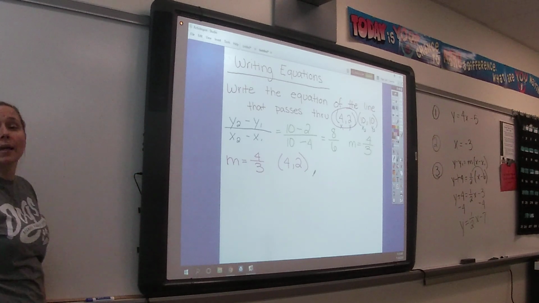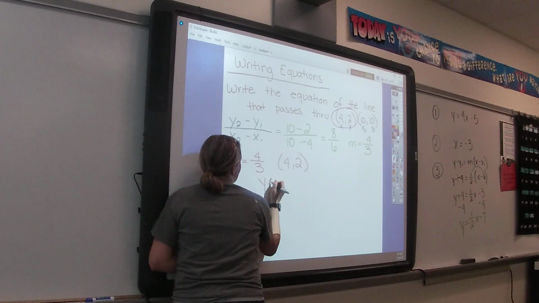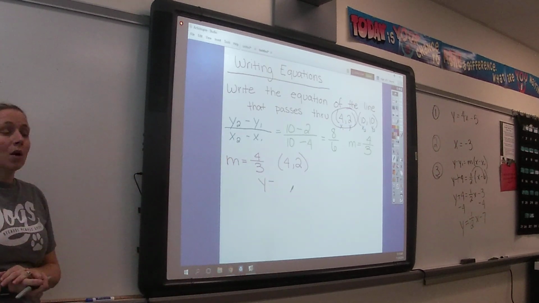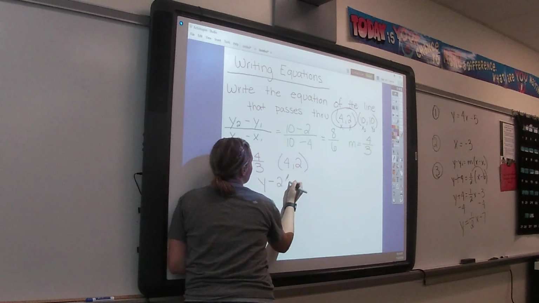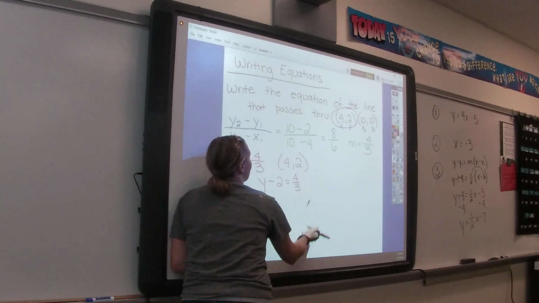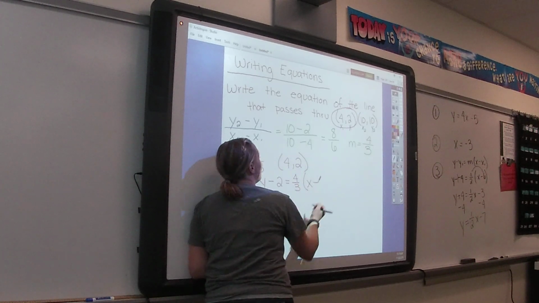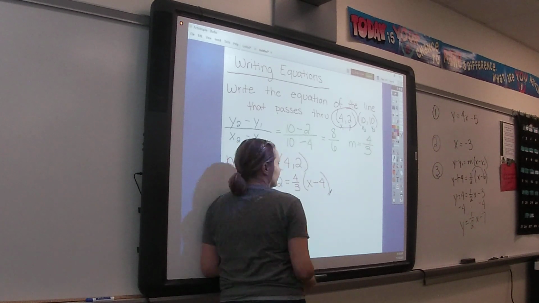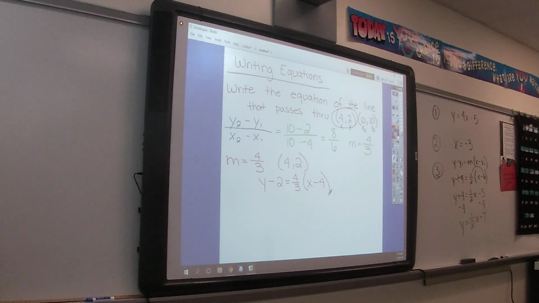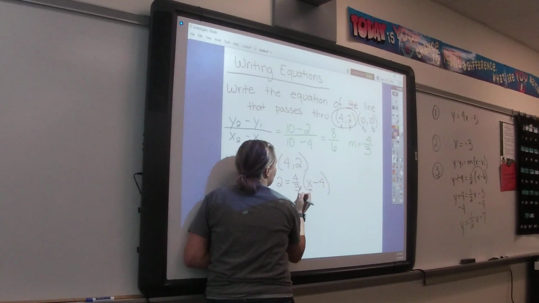And we will start plugging into point slope form, just like we did yesterday. So we'll say y minus y sub 1. So which one's our y? 2. So 2 equals m, which is 4/3, times x minus 4. Can we leave our answer in this format? No. So what are we going to have to do? Multiply. Right? So we're going to start solving by distributing.